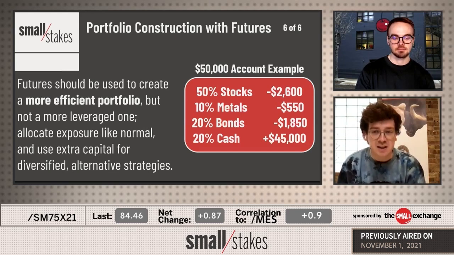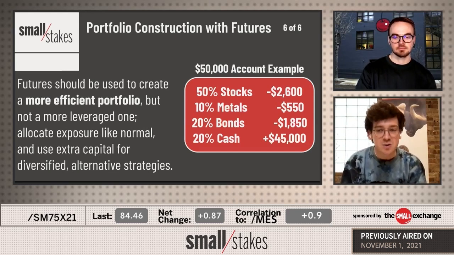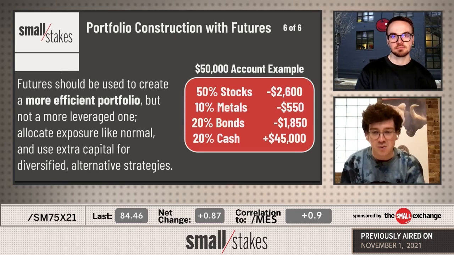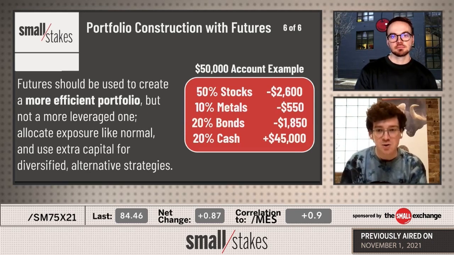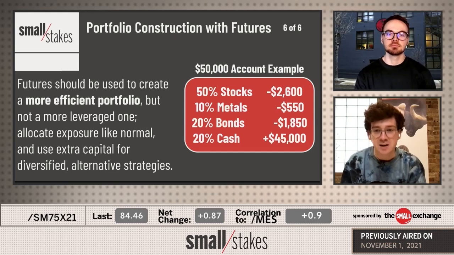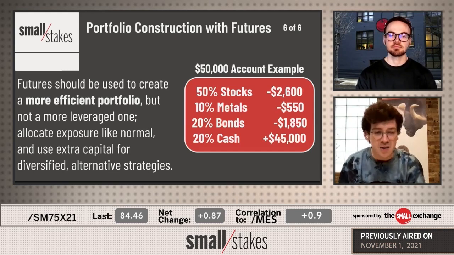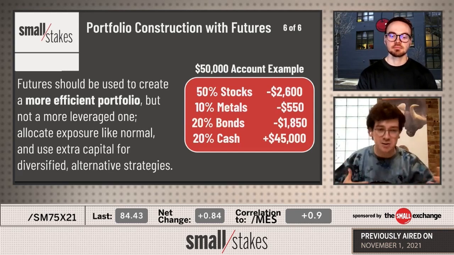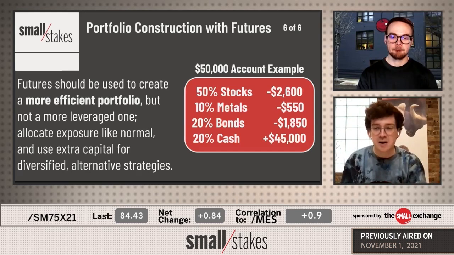It's essentially saying, I've got 50 grand. I can use futures to create a portfolio of about $40,000 worth of stocks, metals, and bonds. And then what should just be 20% left over in cash, $10,000 in cash. Actually, I've got $45,000 now to sell strangles, to sell calls, to do all these different things since I used efficient tools like futures.